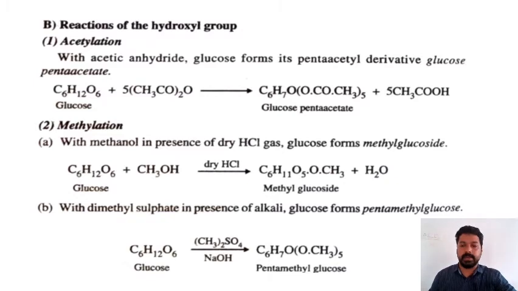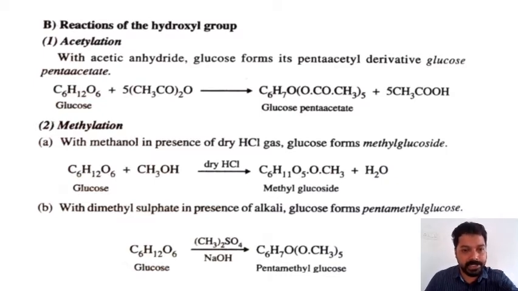Now, after we have studied certain aldehyde group reactions, let us see some of the reactions of hydroxyl groups. Glucose forms a pentaacetyl derivative by reaction with acetic anhydride. So glucose forms glucose pentaacetate.